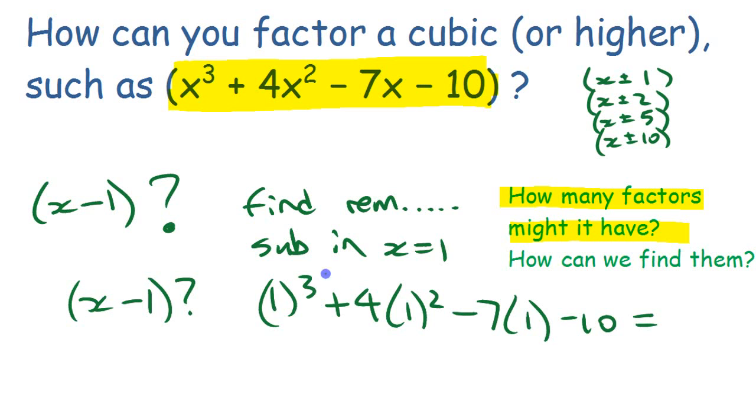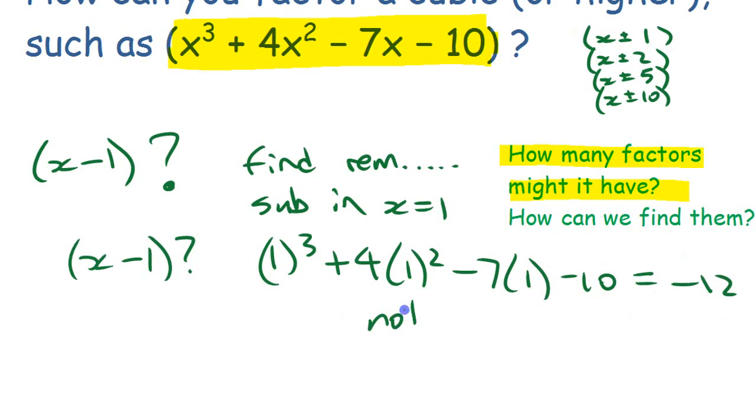This is 1 plus 4 minus 7, minus 10. This is definitely not equal to 0. It's equal to something much lower than that, negative 12. Not 0. This is not a factor. That is not a factor of that expression. Not a factor then, right? So we got to try something else.